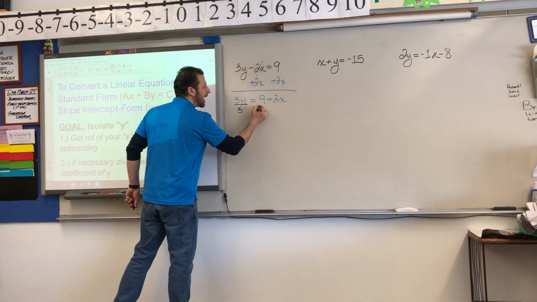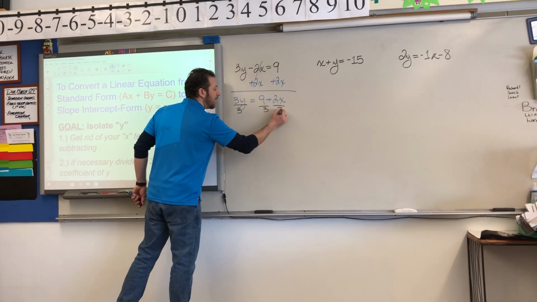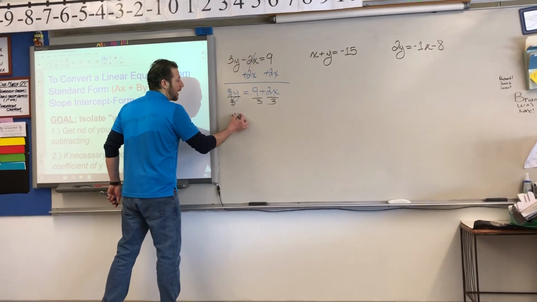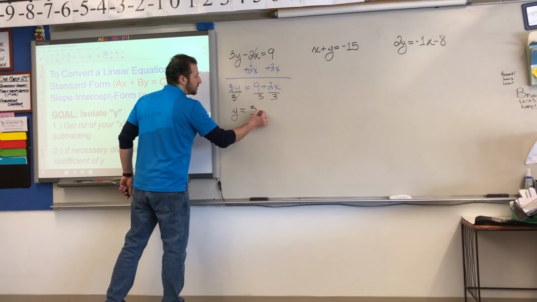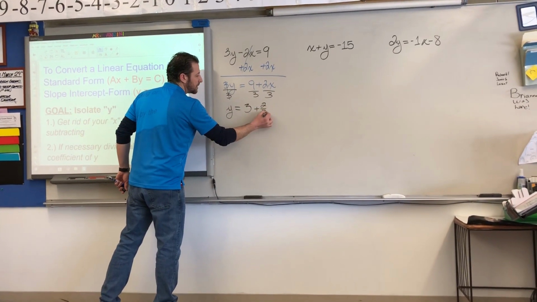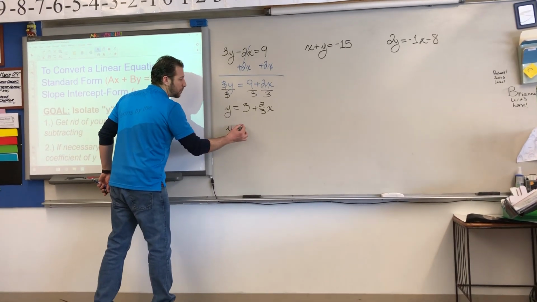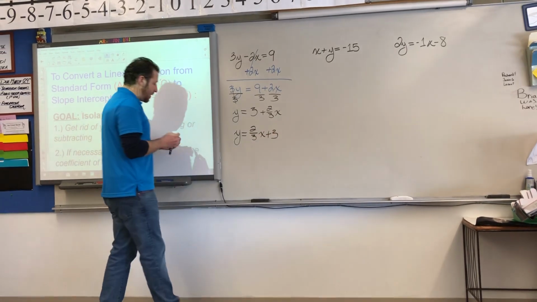But what I do to one side, I must do to the other side. So technically, I'm dividing everything by 3. 3 divided by 3 is 1, leaving me with y. 9 divided by 3 is 3. And I can't divide 2 by 3, so I leave it as 2/3 x. The last thing we want to do to get slope-intercept form is rewrite as y equals 2/3 x plus 3.